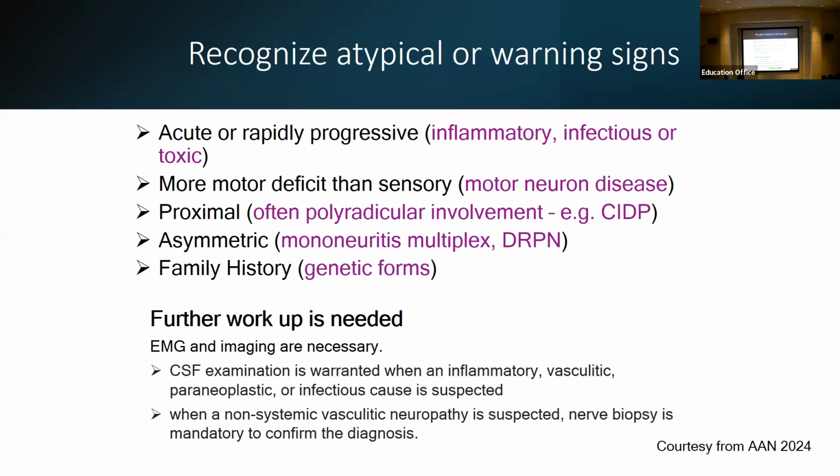If the patient has a positive family history, you would order some genetic testing as well. If you see any of these atypical signs, you want to do further workup, including EMG and imaging, which are usually necessary. Other testing depends. Sometimes you can order a CSF study if you are concerned about inflammatory, vasculitic, paraneoplastic, or even infectious causes; you can do a lumbar puncture. Or if non-systemic vasculitic neuropathy is suspected, you might want to do a nerve biopsy to confirm the diagnosis.